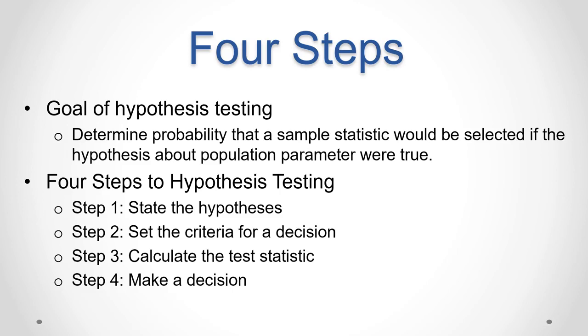For example, we might want to test if the mean number of hours that preschool children in the U.S. watch TV is 3 hours per week. Step 2, set the criteria for a decision. The criterion is the significance level or level of significance, which is a probability. In hypothesis testing, we collect sample data to show whether the null hypothesis is true or not.